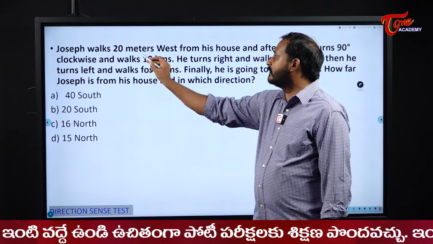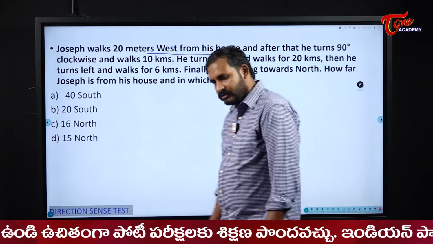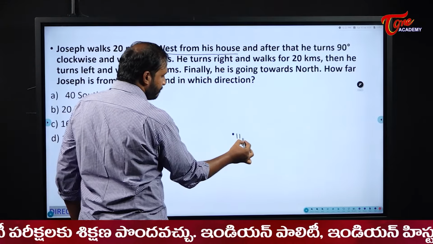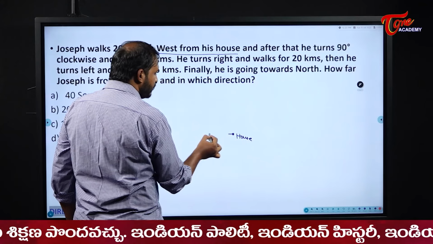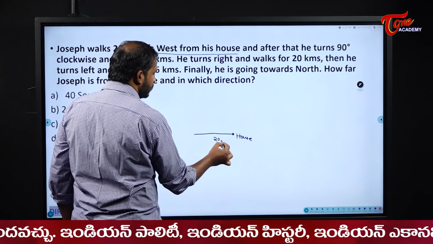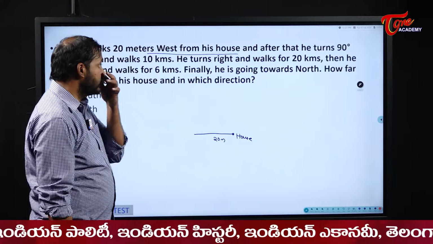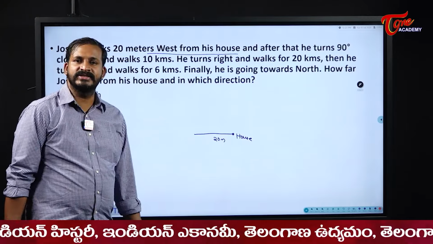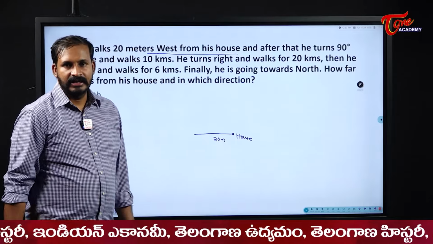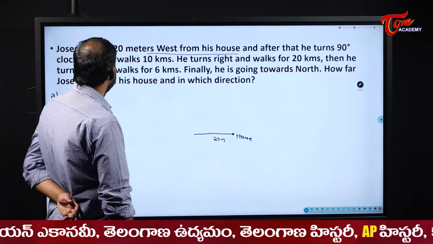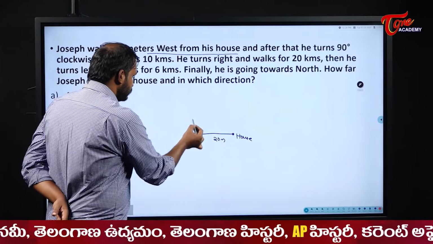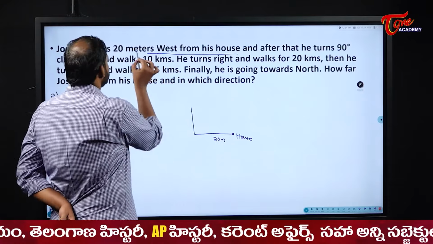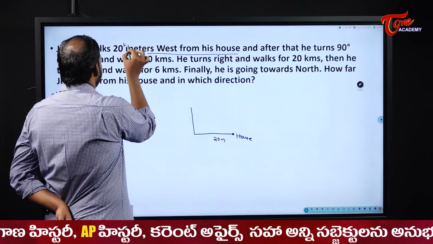Joseph walks 20 meters west from his house. Okay, assume that this is Joseph's house. He is walking 20 meters to the west of his house. And after that, he turns 90 degrees clockwise. Clockwise means what? Right side. 90 degrees clockwise and walks 10. That means this one. And he walks what? 10 kilometers. This one is also 10 kilometers, 20 kilometers, students.